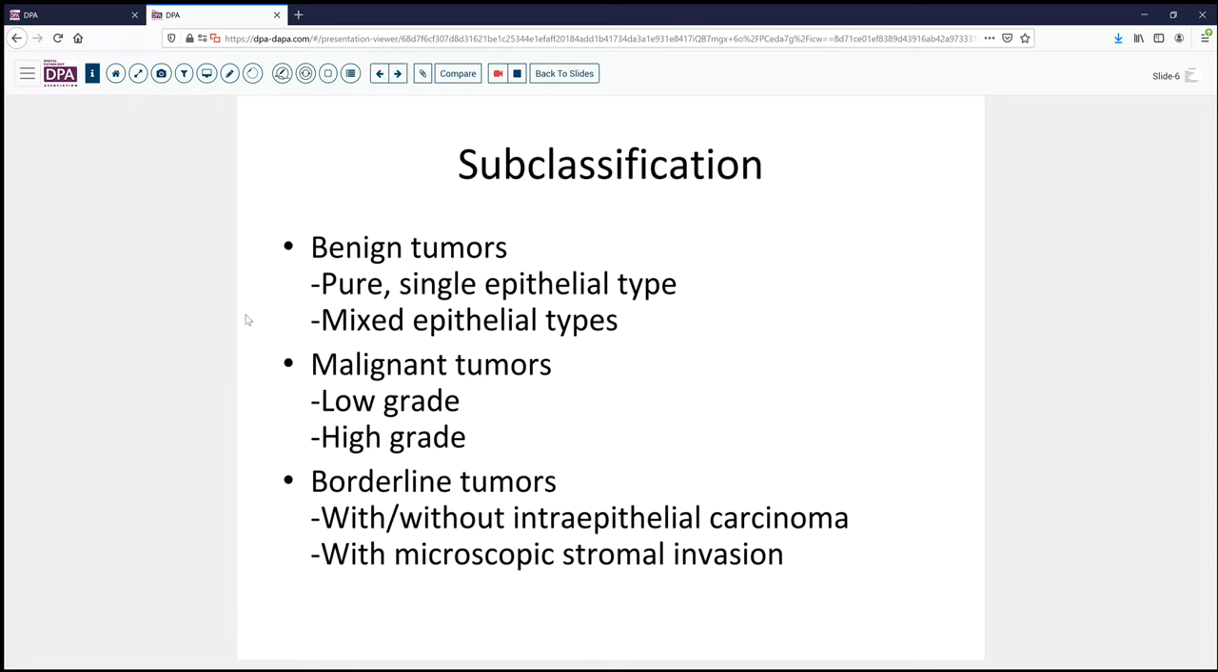As with the serous tumors, we again are dealing with a subclassification scheme that includes benign tumors, which may be pure or mixed, clearly malignant tumors, which are relatively uncommon, and then a large group of borderline tumors that may have some or may not have some degree of atypia, up to and including intraepithelial carcinoma or stromal invasion. And with regard to the latter, we'll talk about some of the boundaries for that type of process and perhaps the more difficult area of pushing invasion.